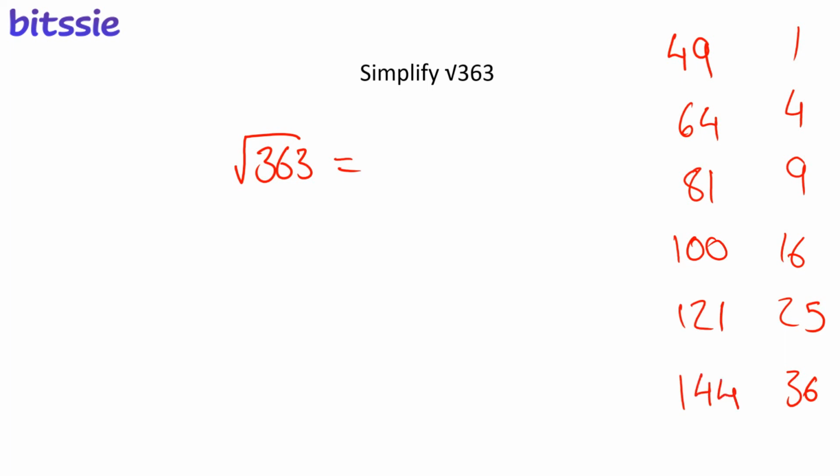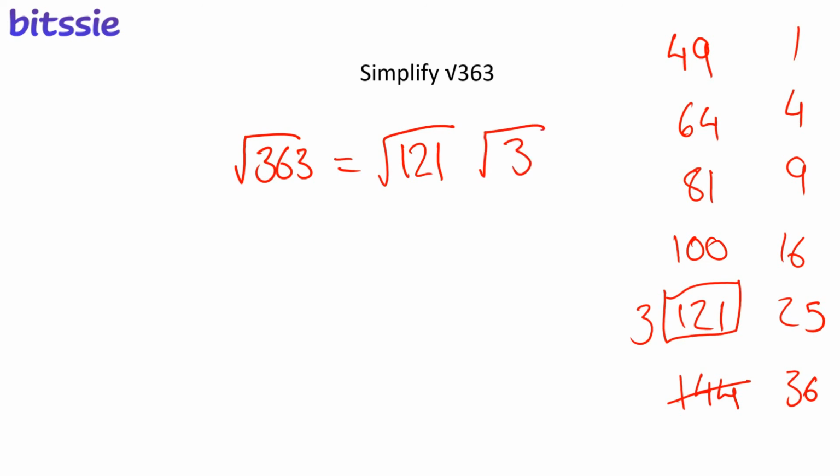So again, going through this backwards, we can rule out 144, but 121 does go into 363, with the other in the pair being 3. So let's write this out. Square number coming first, root 121 root 3. This is equal to 11 root 3. There we have it. That is how to simplify root 363.